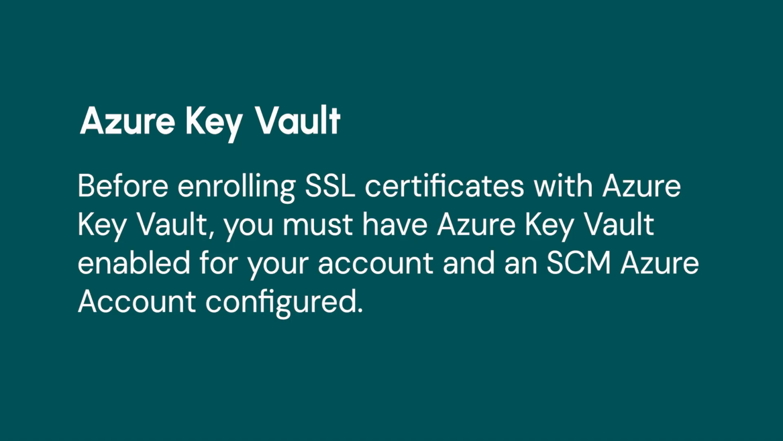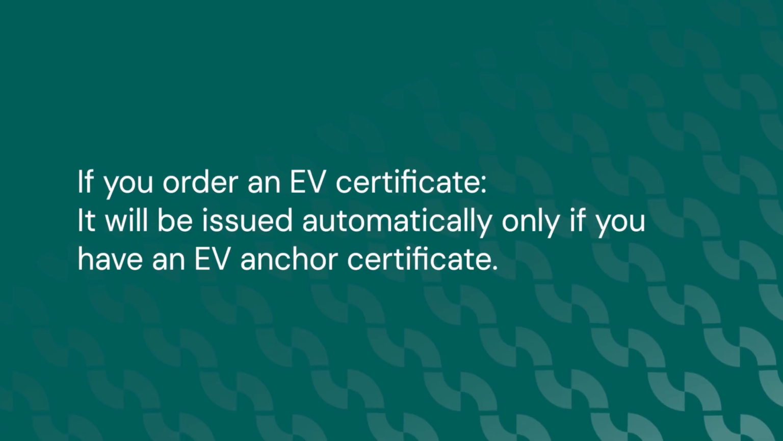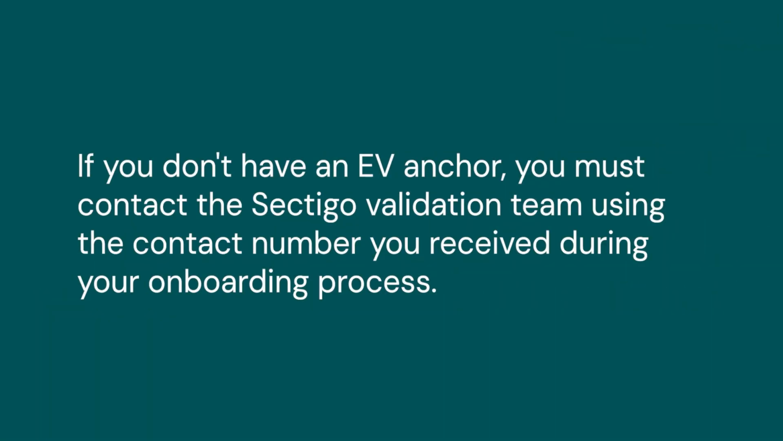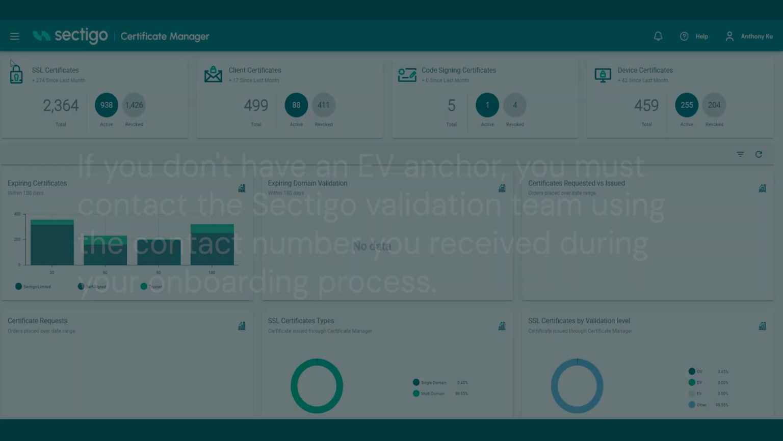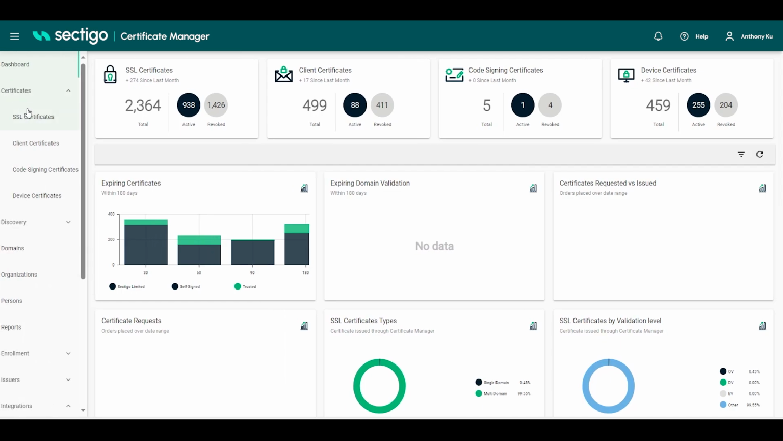Azure Key Vault. Before enrolling SSL certificates with Azure Key Vault, you must have Azure Key Vault enabled for your account and an SCM Azure account configured. If you order an OV certificate, the certificate will be issued automatically within minutes. If you order an EV certificate, it will be issued automatically only if you have an EV Anchor certificate. If you don't have an EV Anchor, you must contact the Sectigo validation team using the contact number you received during your onboarding process.